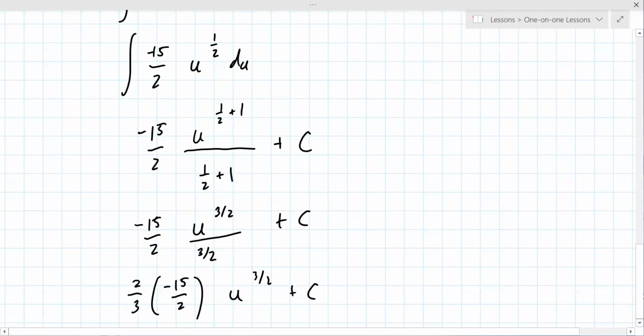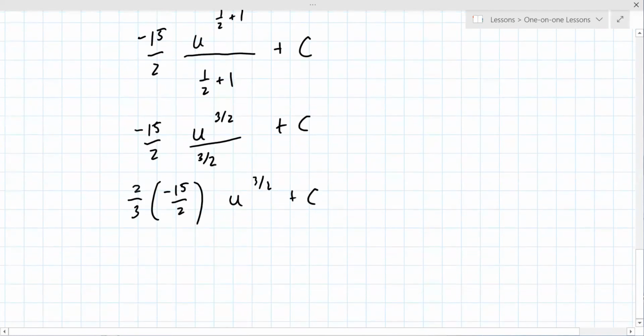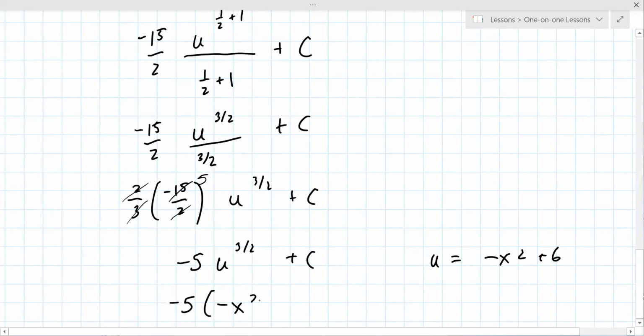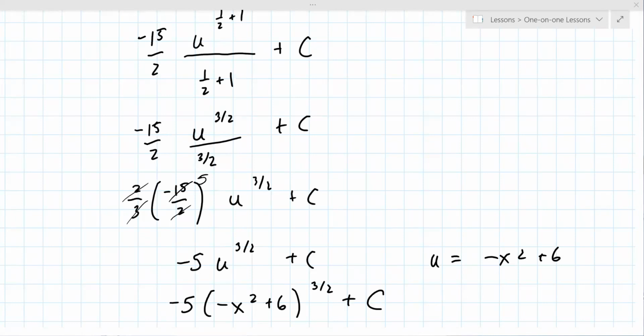plus c. So the more of this that you can do without rewriting, the better, but the 2's cancel. Negative 15 goes into 3 5 times. So you have negative 5 u to the 3 halves plus c, and your u, if you recall, was minus x squared plus 6. So this becomes minus 5 parentheses minus x squared plus 6 to the 3 halves power plus c. Okay.